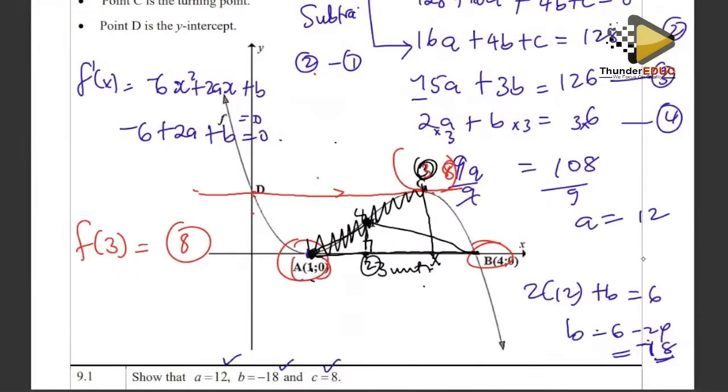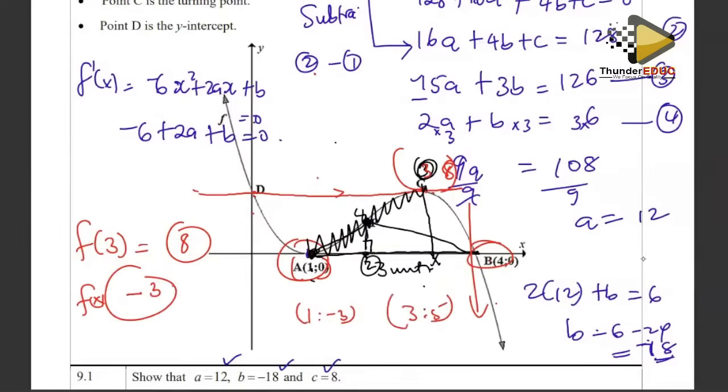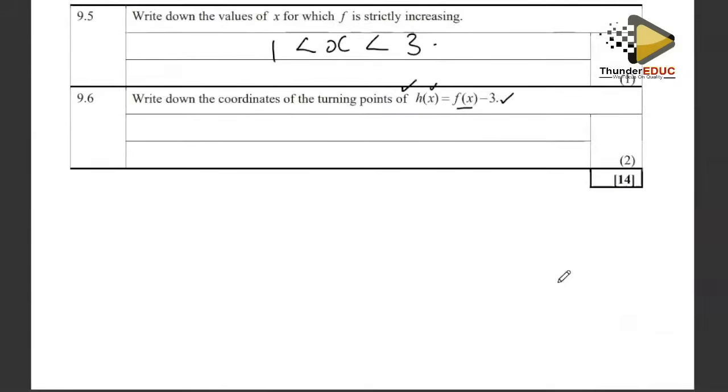But from the equation, we can see that it's f of x minus 3. So it's like we are shifting this graph 3 units down, meaning the x is going to be maintained. We're going to have a negative 3. X is going to be maintained. We're going to have a 5 because 8 minus 3 is 5. So the answers for the last question, 9.6, should be 1 and negative 3, and then we can have 3 and 5.